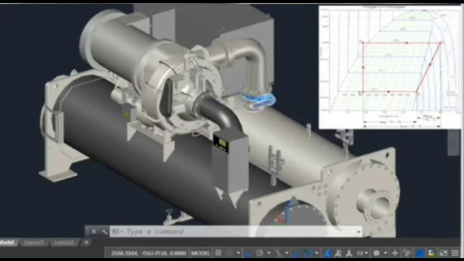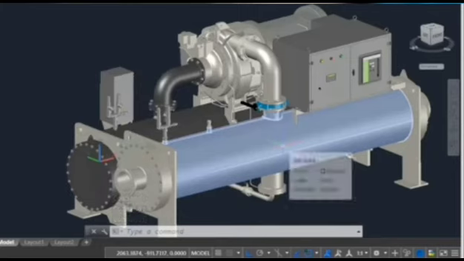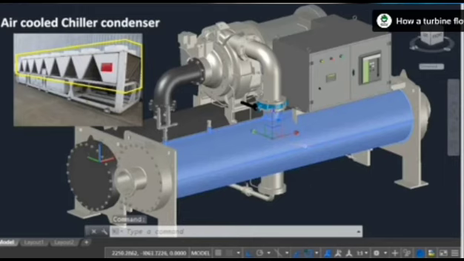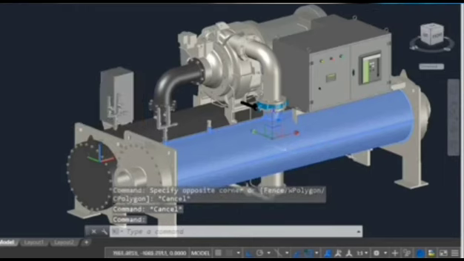Refrigerant gas enters the condenser at point 2 and exits the condenser at point 3. What happens inside the condenser? We will see now. The purpose of the condenser is to remove heat from the refrigerant which was built up in the evaporator. There are two main types of condensers: air-cooled as in the case of air-cooled chillers and split systems, and water-cooled condensers as in our case in the water-cooled chillers.